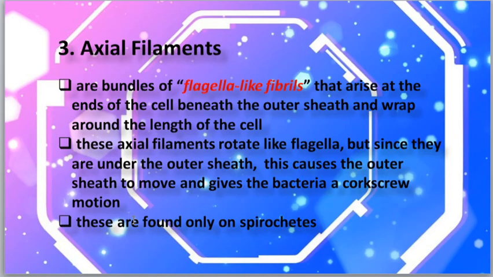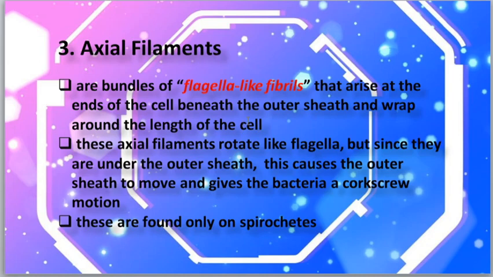Okay, your eggshell filaments class, these are bundles of flagella-like fibrils. Okay? Para din silang flagella. When you say fibril, ano siya? Characterized as slender fiber. Thin, small, slender fiber. Okay? So, flagella-like fibril. Yung inyong eggshell filaments. Similar ang appearance niya sa flagella. So, it arises at the end of the cell beneath the outer sheath and wraps around the length of the cell.